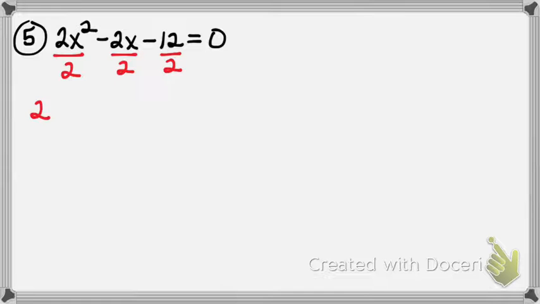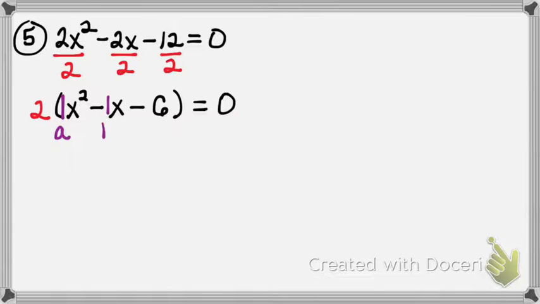So that 2 comes to the front. X squared minus x minus 6. All right, so now you have A is 1, B is negative 1, and C is negative 6. So going back to what we learned yesterday, whenever A is 1, we can do a shortcut.